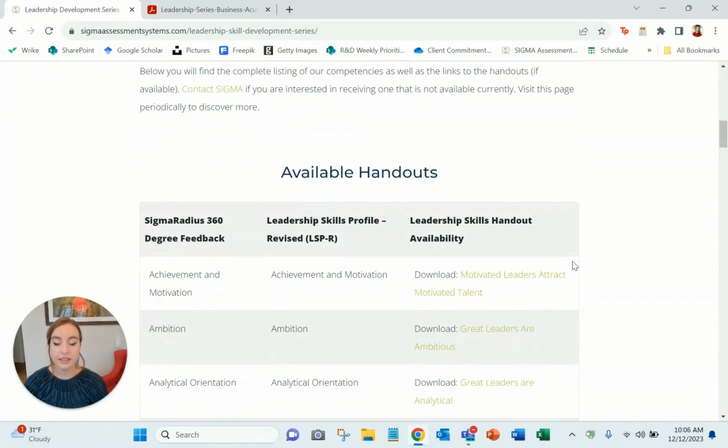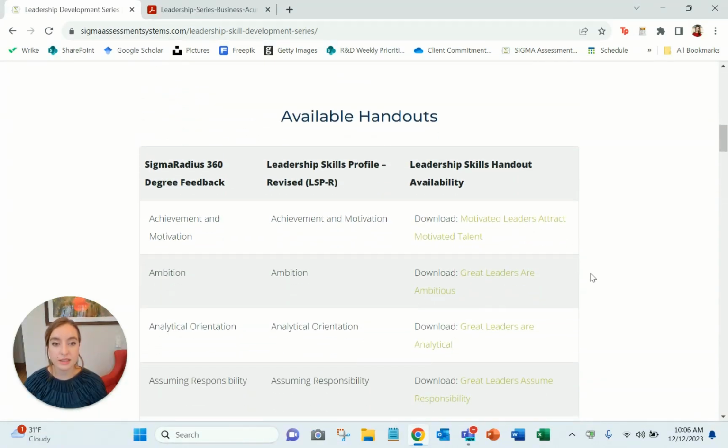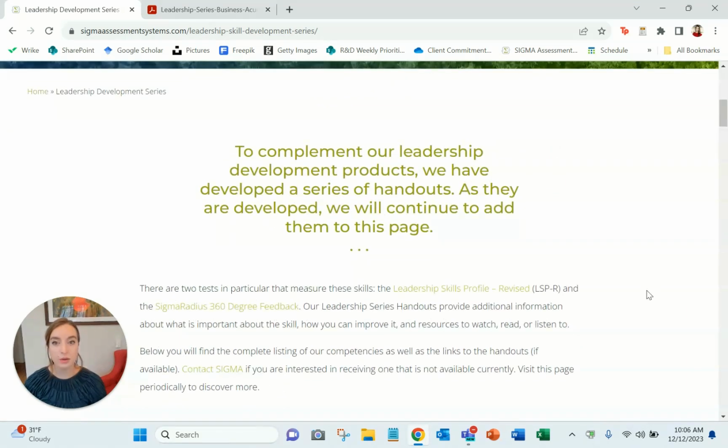This covers 50 competencies in Sigma's competency model for leadership and personality. This competency model was developed for our LSPR assessment, which stands for our Leadership Skills Profile Revised. The LSPR is a personality-based self-assessment of leadership skills. It measures 50 competencies and provides a comprehensive report with tips and templates for creating a leadership development plan.